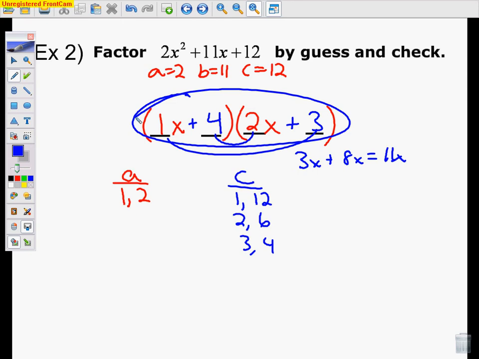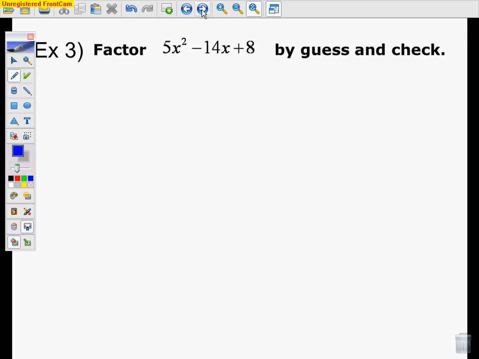Now, I understand that some of you guys might not have quite understood what I did with my values of C here. So you can technically go through each of those and try each of those combinations. But the more you try these, the more they'll start to make sense and you'll find little tricks to eliminate some. Alright, this one has to deal with a negative. Okay, here we have A equals 5, B equals negative 14, and C equals positive 8. So I'm going to put my parentheses down. Alright, let's put my little blanks in there.